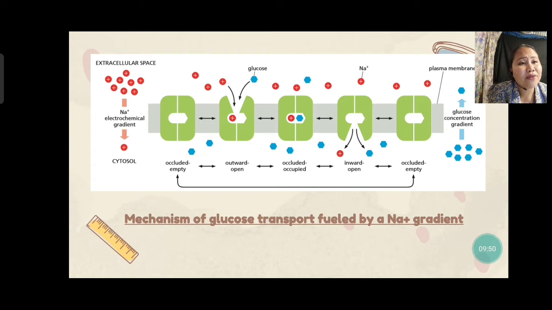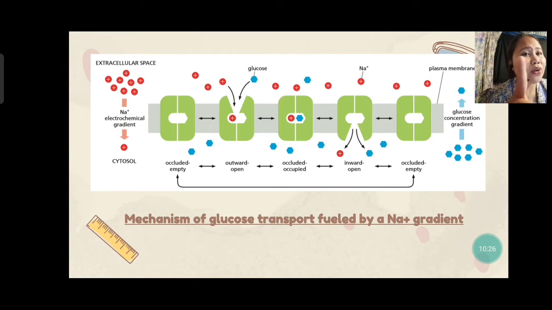So, from the first, it is occluded empty. The glucose is the blue, and the sodium ion is represented by the red circle. So from the occluded empty state, there are few sodium ions, since the electrochemical gradient for the sodium ion in our cytosol is much lower.